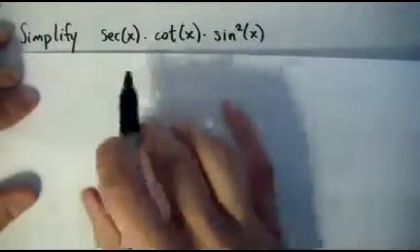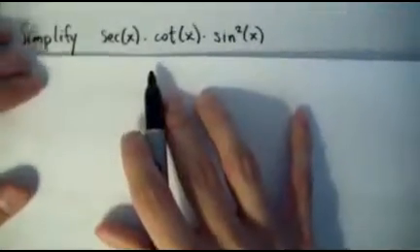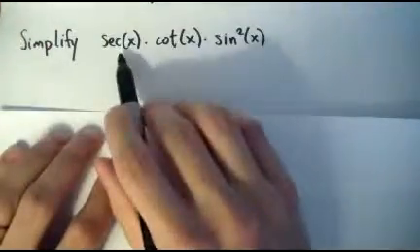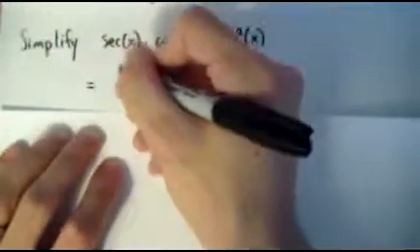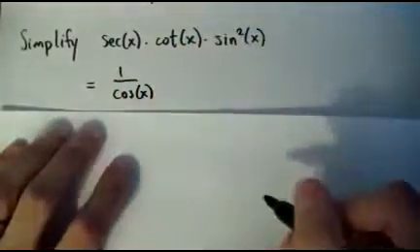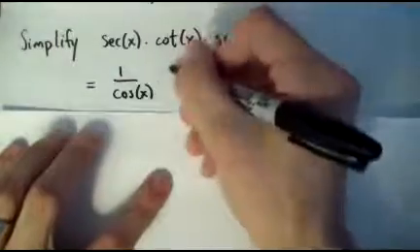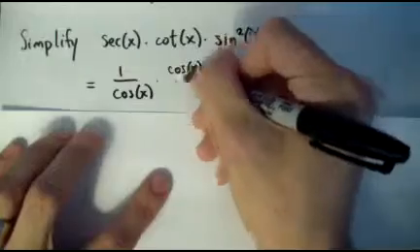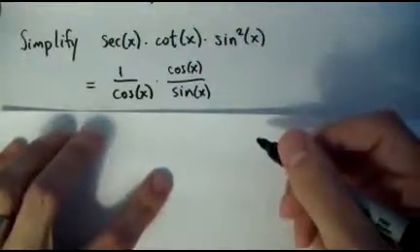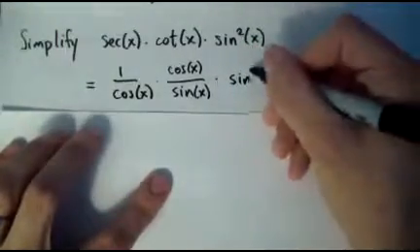Now we're asked to simplify secant of x times cotangent of x times sine squared of x. So again, let's rewrite everything in terms of sine and cosine. Secant of x is 1 over cosine of x by the reciprocal identity. Cotangent of x is equal to cosine of x over sine of x by the quotient identity. And sine squared x is already in terms of sine x.